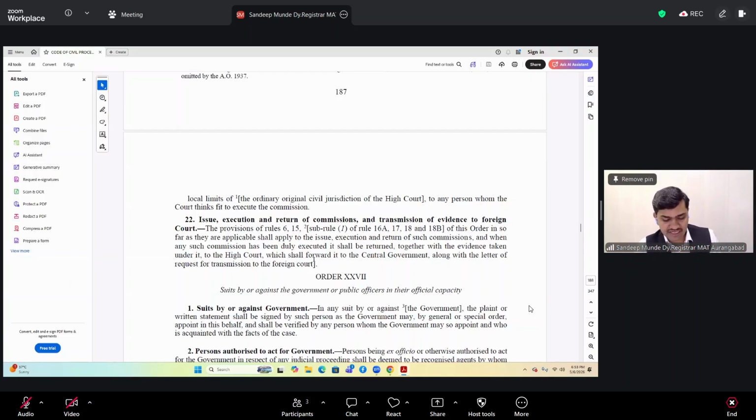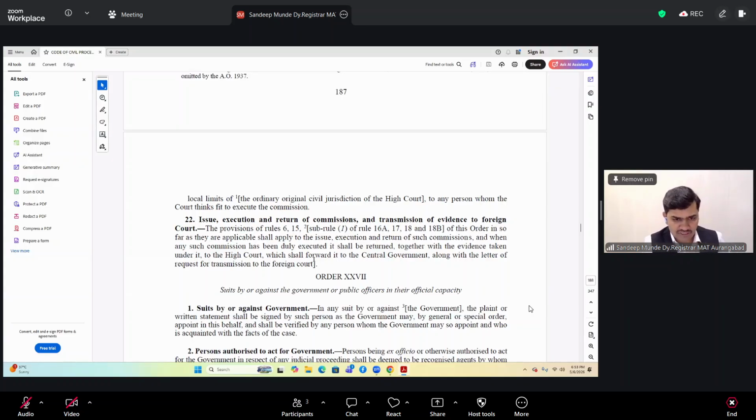Order 28 deals with suits by or against military or naval men or airmen. Order 29, suits by or against corporations. Order 30, suits by or against firms and persons carrying on business in names other than their own. Order 31, suits by or against trustees, executors and administrators. Order 32, suits by or against minors and persons of unsound mind.